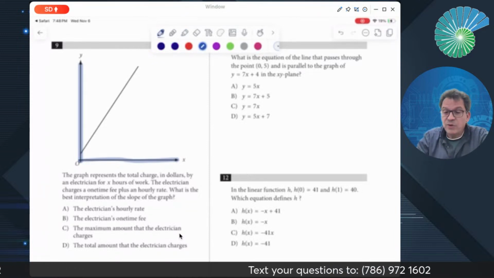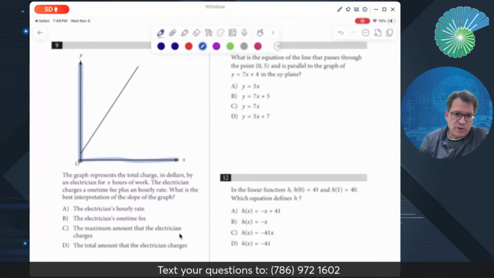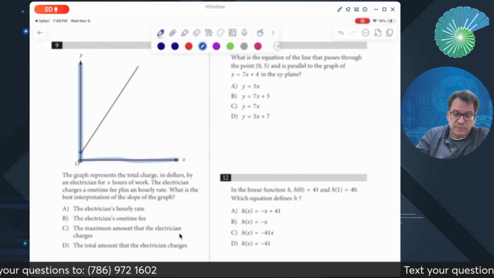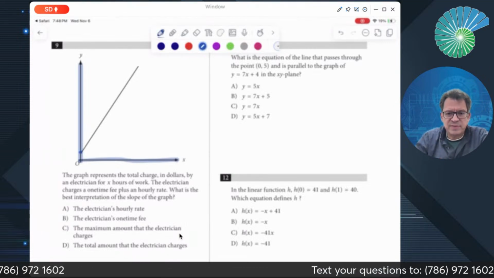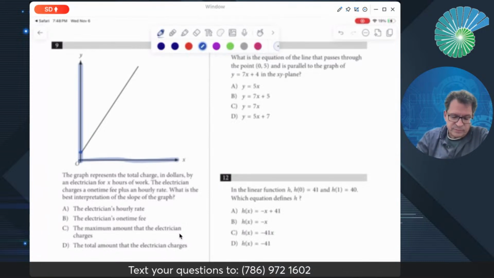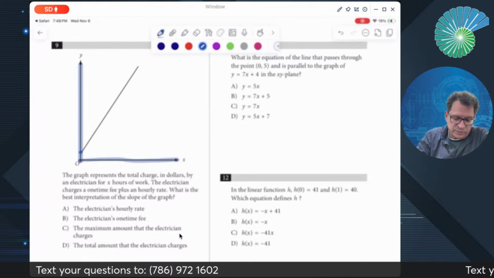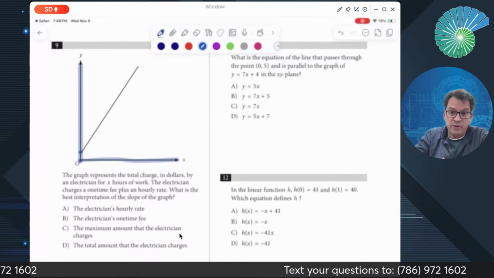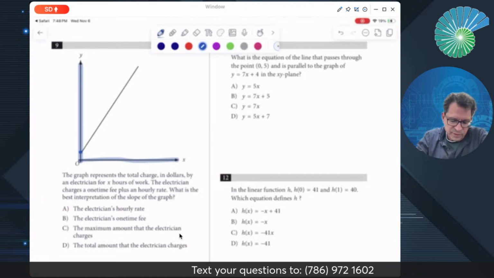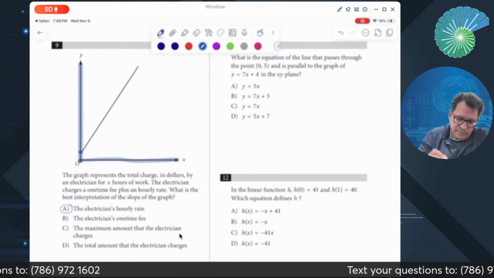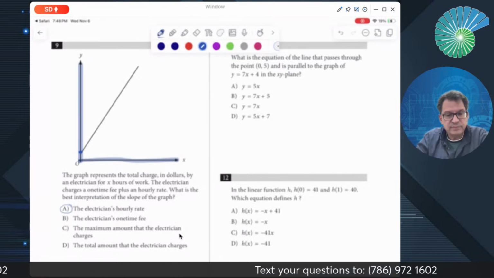Well, slope is a rate of change. So the y-intercept is usually some type of initial value. So it looks like he starts by charging a flat fee, and then every hour there's an hourly rate, which is the slope. So that's the answer. B is the hourly rate. Very simple.